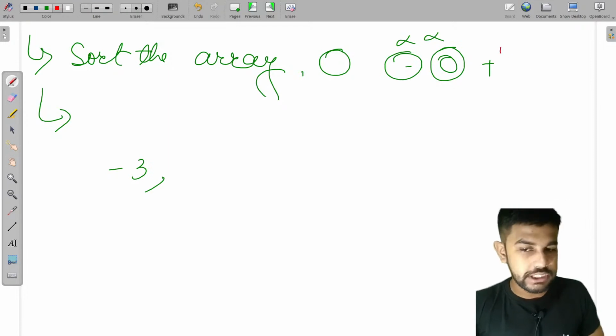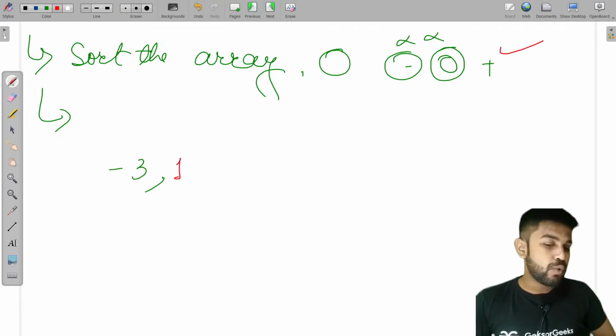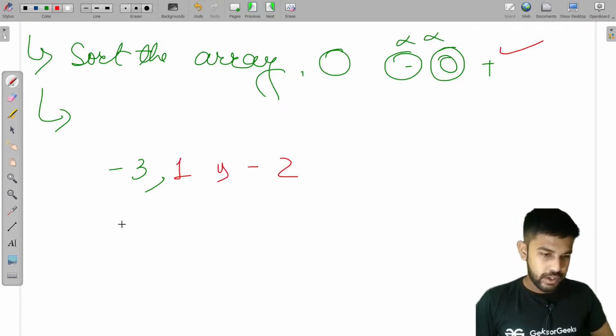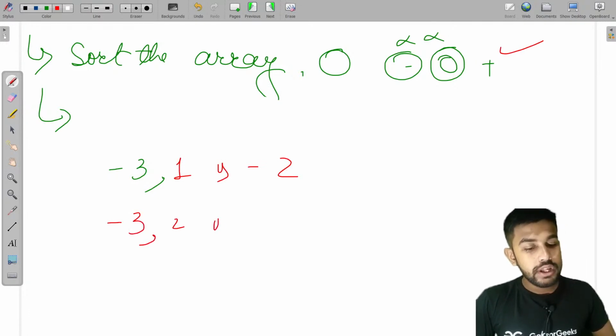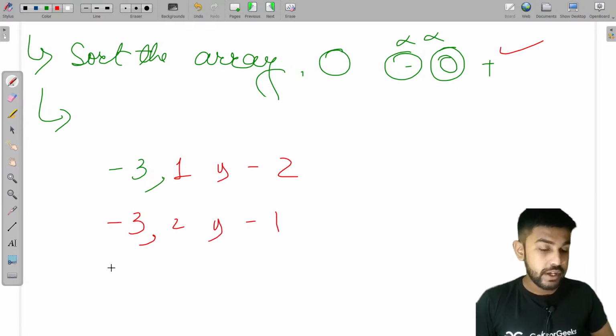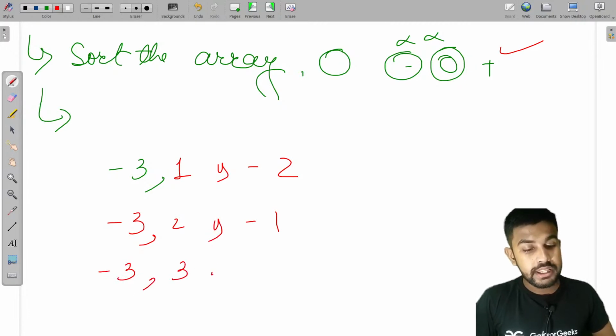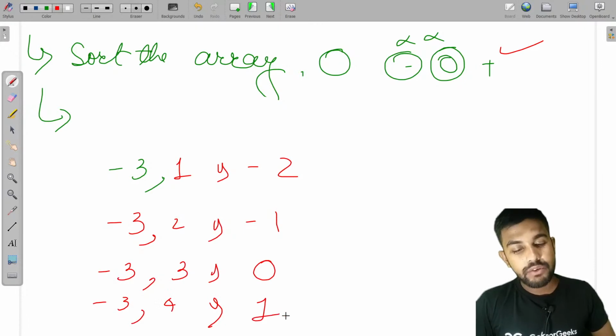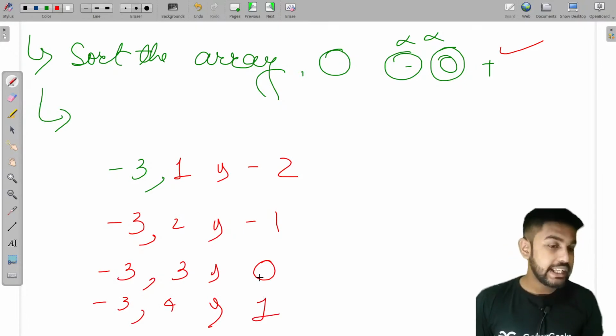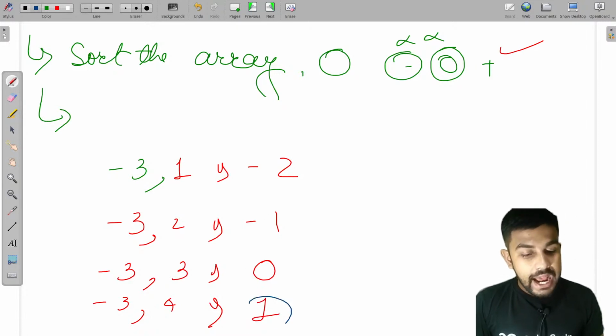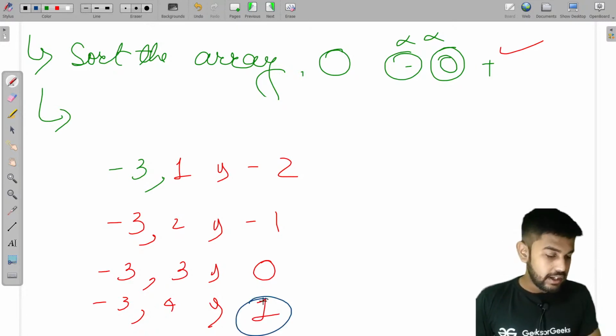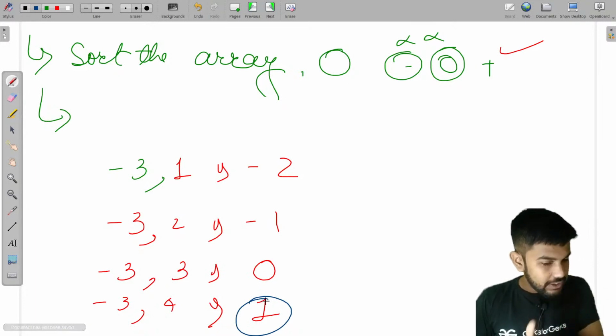Now talking about positive. If we add 1, then the answer would be -1. If we add 2, the answer would be -1. If we add 3, then the answer would be 0. If we add 4, then the answer would be 1. So we can see that there is a pattern here. What is the pattern here? That we need to add at least the positive value plus 1.